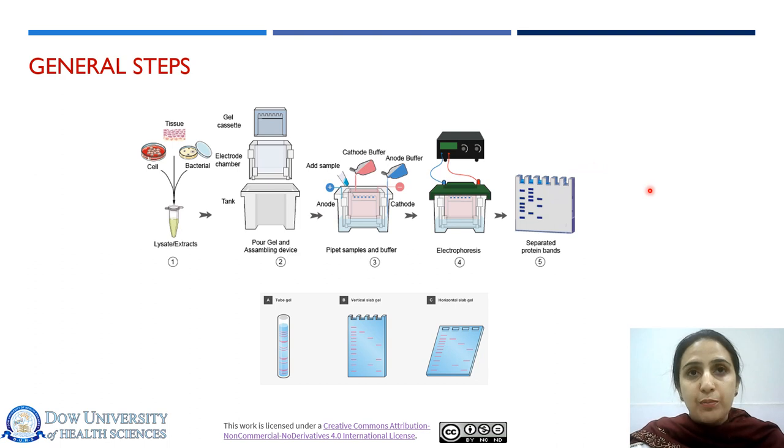The gels that you are polymerizing can be polymerized in many different ways. These gels could be polymerized in the form of a tube, that is a capillary tube. You can have horizontal gels, and you can polymerize vertical gels. It depends upon the type of electrophoresis you are using and the type of information that you need from the method that you are using.